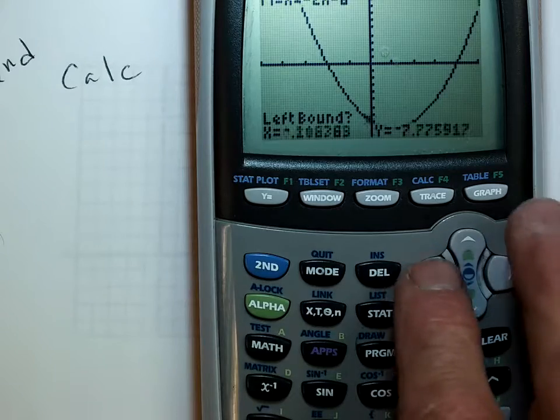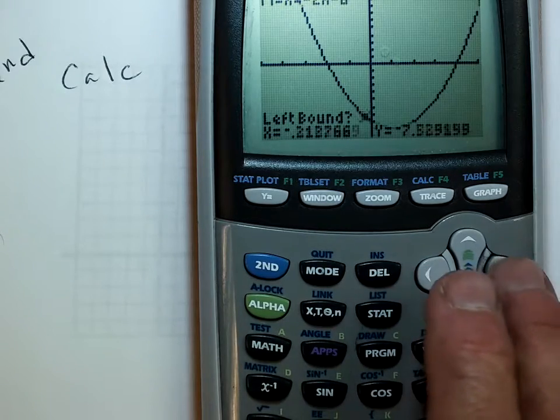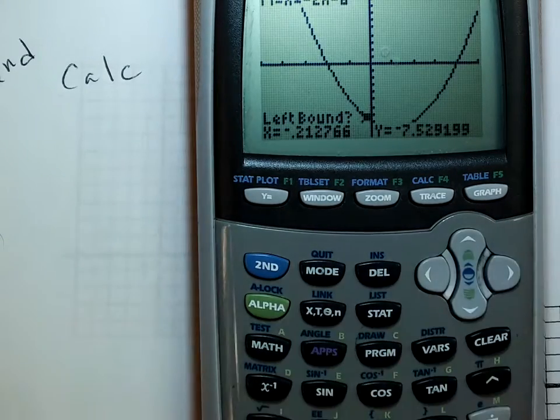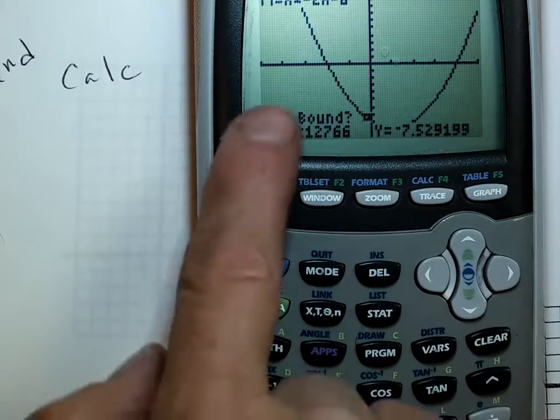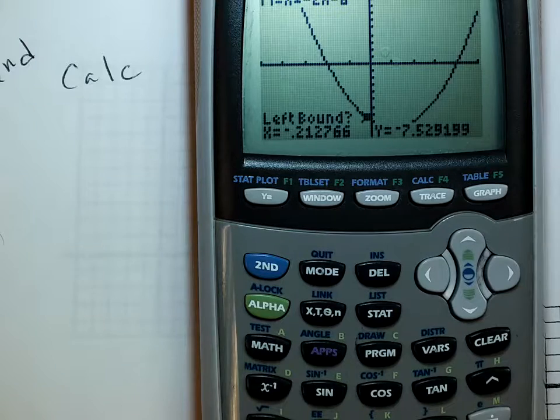So back and forth arrow, I'm going to give it a region to look. Okay, so I move the arrow back and forth as long as I'm on the left-hand side of my vertex. So I push enter. See, it was blinking. I push enter. It locks it in. Right-hand bound.